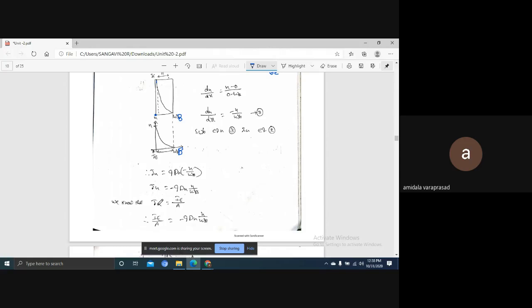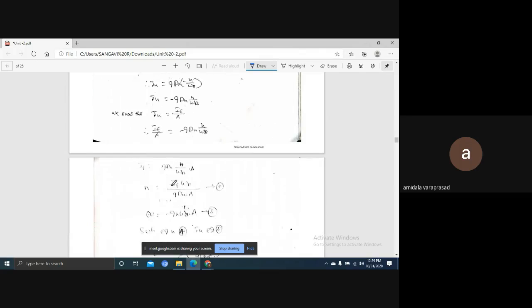Now, what is meant by J_n? J_n is nothing but current density. Current density is nothing but current per area. Here the current is the emitter current. I by A is equal to minus q into D_n into n by W_B. From this, I_E is equal to minus q into A into D_n into n by W_B.